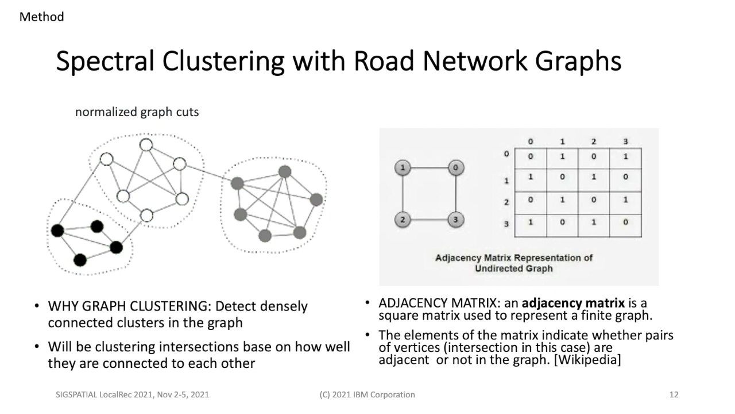The process of spectral clustering uses something called the adjacency matrix, which is a square matrix that is used to represent a finite graph. And the elements of the matrix represent whether or not two nodes in the graph are actually connected.